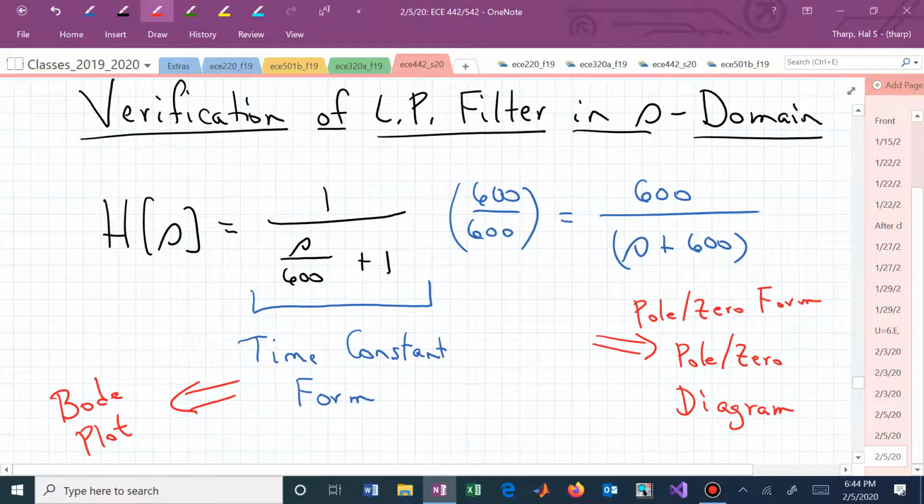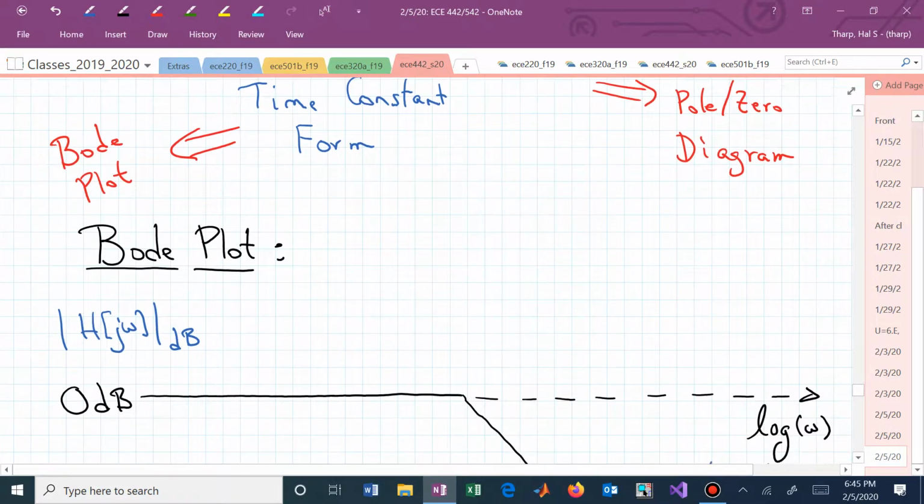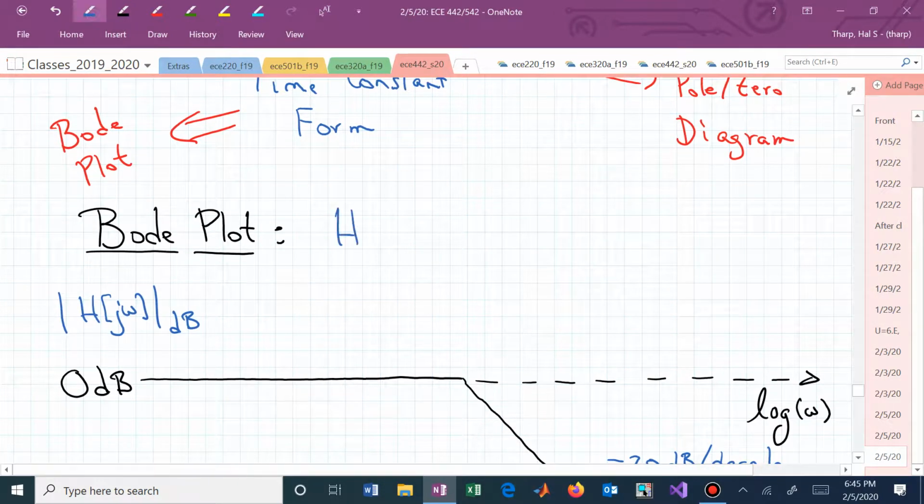What's the DC gain of this transfer function in pole zero form? It better be the same. We better not have changed this transfer function by moving it around between time constant form and pole zero form. They should be equivalent. It's just they help us see things differently for different situations. The DC gain here is again 1. We plug in S equal to 0, we get 600 over 600, that's 1. What's the Bode plot look like? We know that the DC gain is 1.